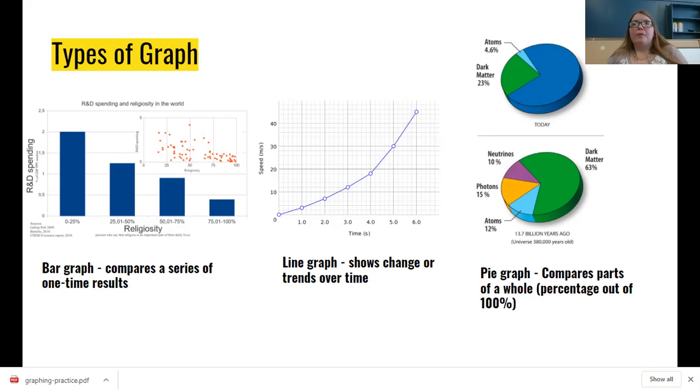So if I wanted to show how many students were left in a game of dodgeball over time, I could use a line graph for that. And then a pie graph, wow guys, sorry. A pie graph compares parts of a whole. These ones are a little more complicated to make. Generally, we don't focus really hard on doing that because you have to know a little bit about circles to do that. But if you want to see like percentage out of 100, that's when we use a pie chart.